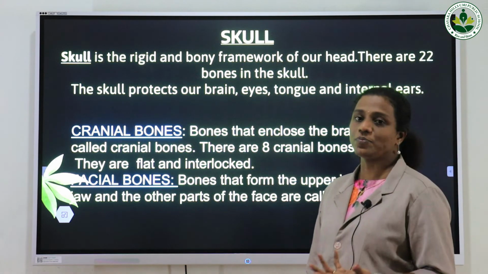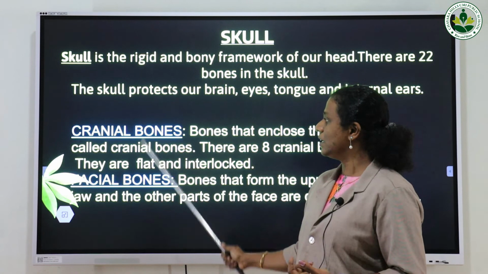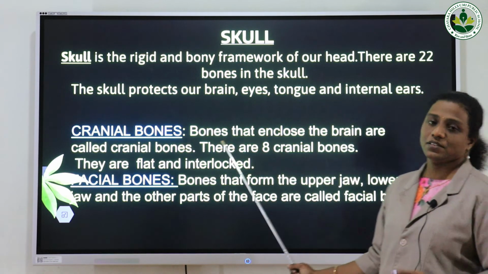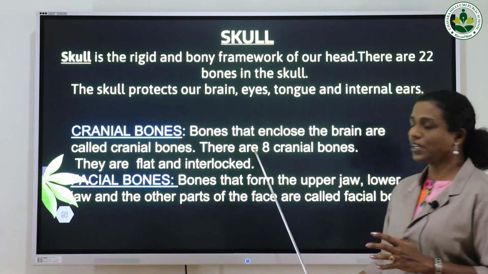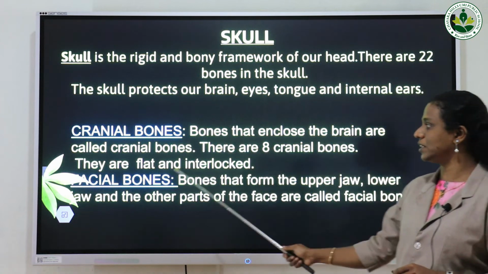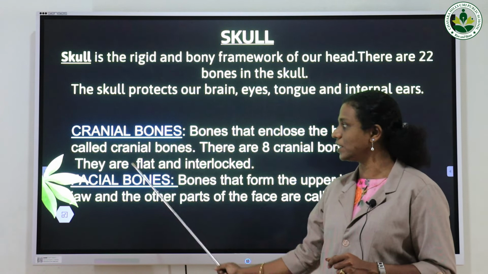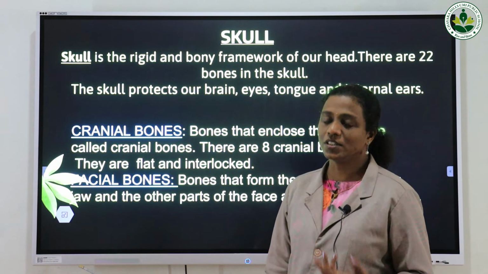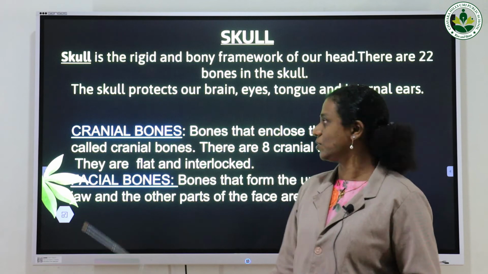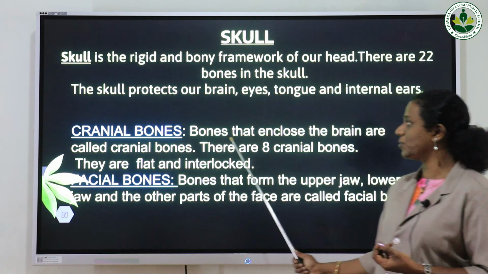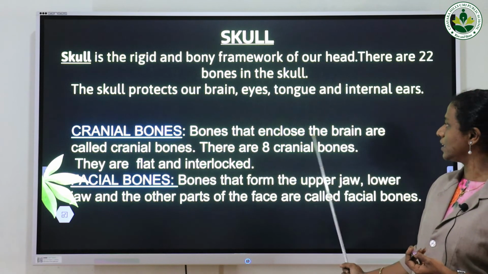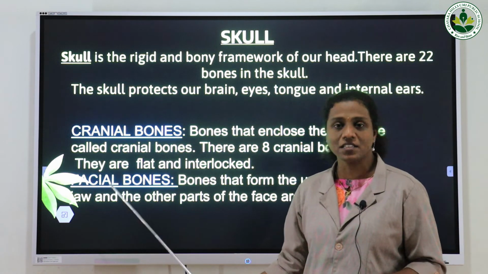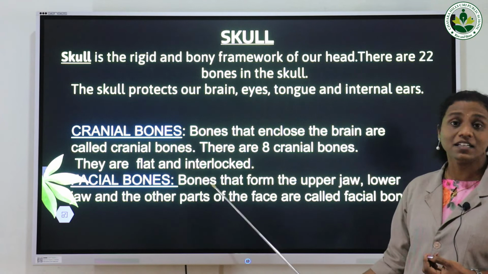Then the different types of bones in our skull: cranial bones and facial bones. Cranial bones enclose the brain. How many are there? 8 cranial bones. They are flat and interlocked. So study that. You can expect another question: write a note on cranial bones. At that time you have to write this: bones that enclose the brain are called cranial bones. There are 8 cranial bones. They are flat and interlocked.